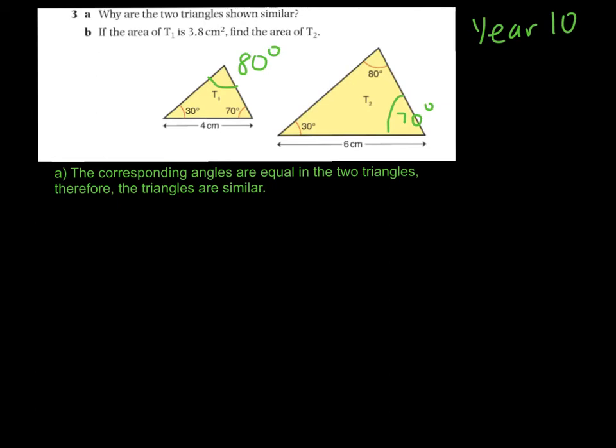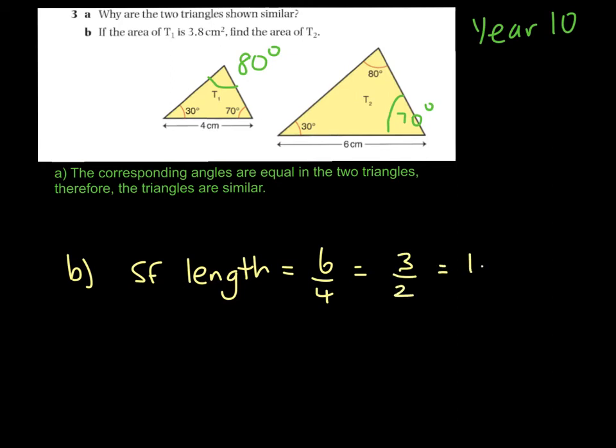So part B wants us to work out the area of the bigger triangle, given the area of the first one. The first thing we need to do is work out the scale factor of the length. All I'm going to do is compare the corresponding lengths for the two shapes and divide the bigger one by the smaller one, and that'll give me my scale factor. So 6 divided by 4 is 3 over 2. I'm just going to write that as a decimal to make it easier to work on the calculator. So my scale factor is 1.5.